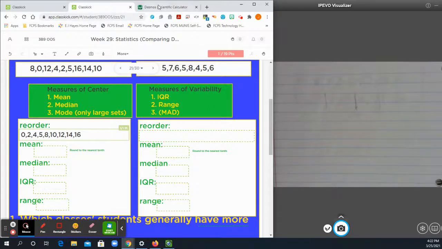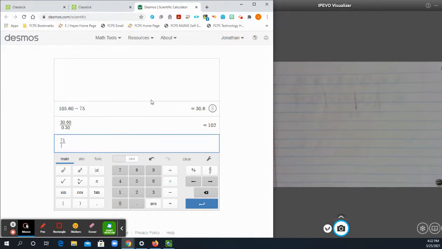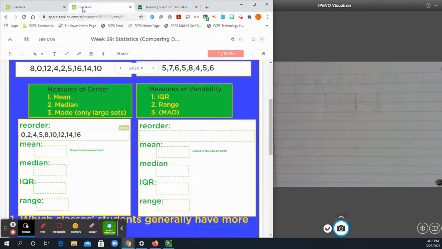So I need to do 71 divided by however many terms. And we said there were 9 when we counted to make sure. So when I see that, I want to round to the nearest tenth. So 7 point, and then the 8 in the hundredths place, round the tenth to a 9. So let's go back to our classic. Let's try 7.9. Okay, not bad.